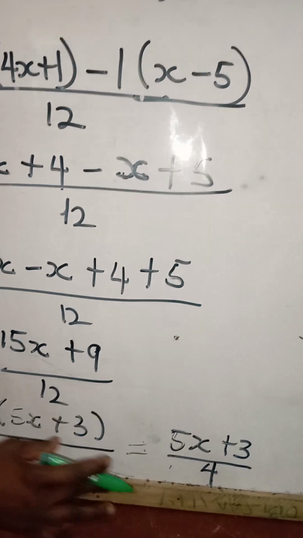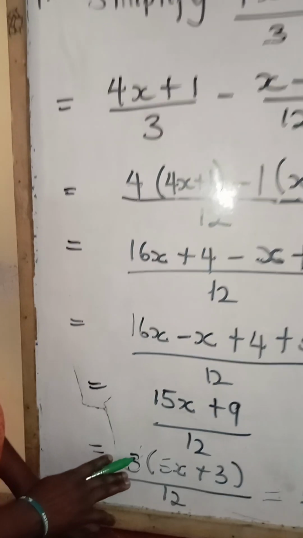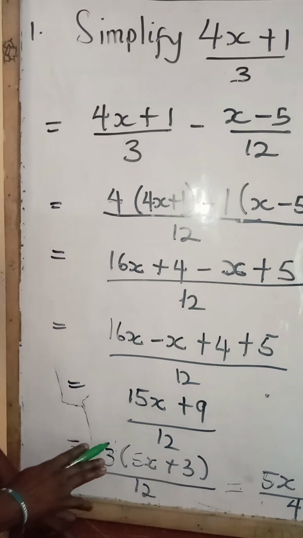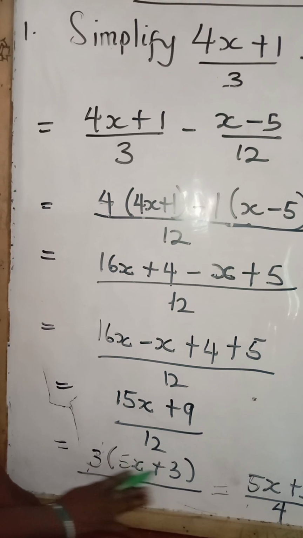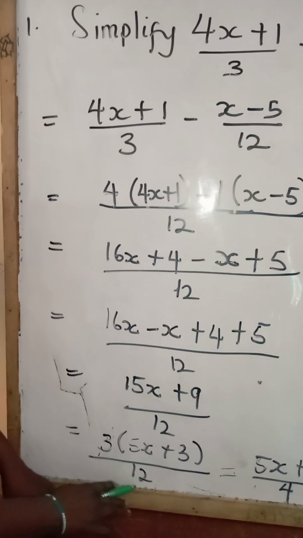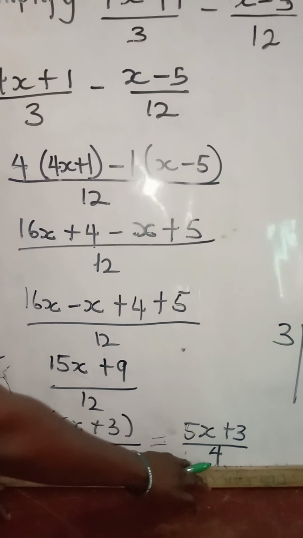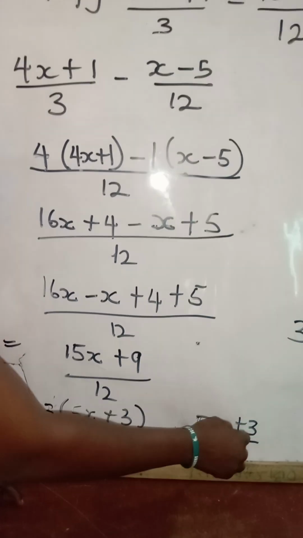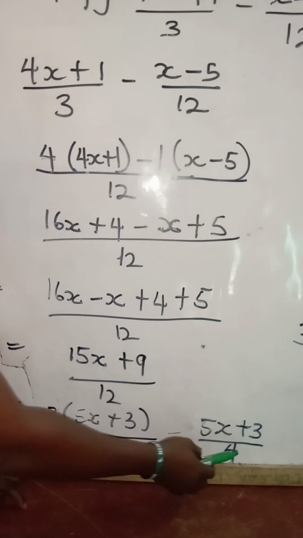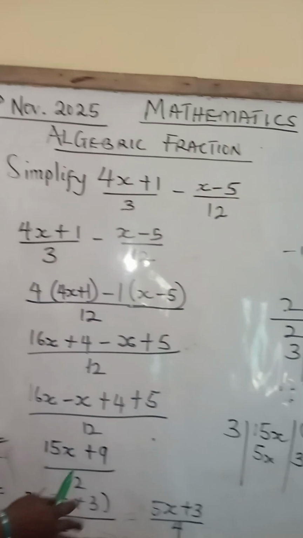That is our final answer. Because we have divided 3 by 3 here, we get 1. So 1 times whatever you have in your bracket is still the same. Then 3 in 12 is 4. And that is why we are having 4 as our denominator here. So this is the final answer for this algebraic fraction.